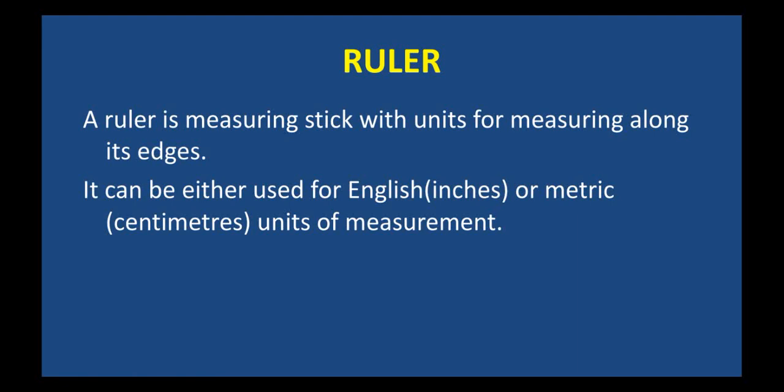And if you look at your ruler more closely, you will find that there are two types of units given. Either you can have inches or you can have the metric units of measurement. On the ruler in a geometry box that we usually carry with us, on the top side you have the units given in centimeters, and the bottom one usually has the inches unit.